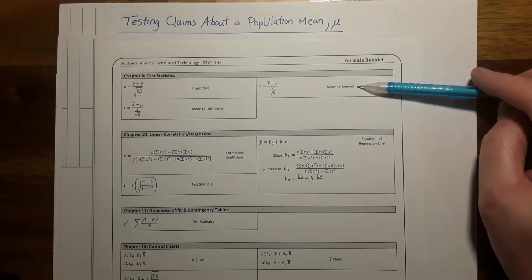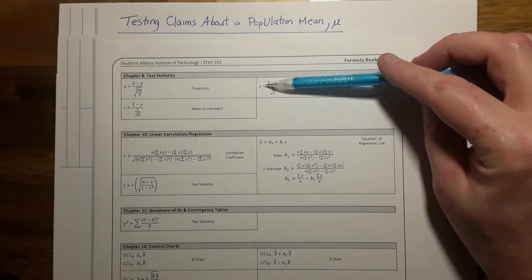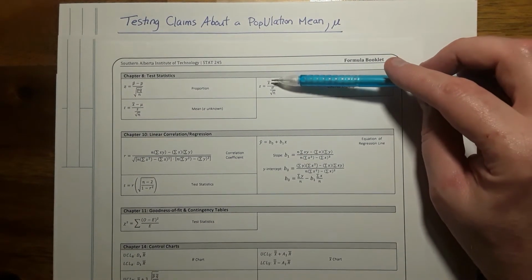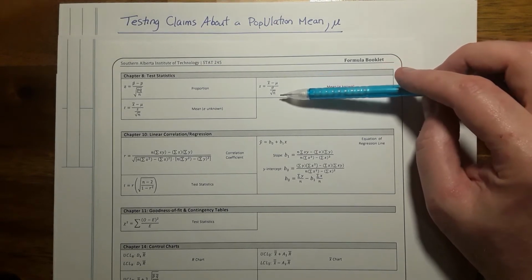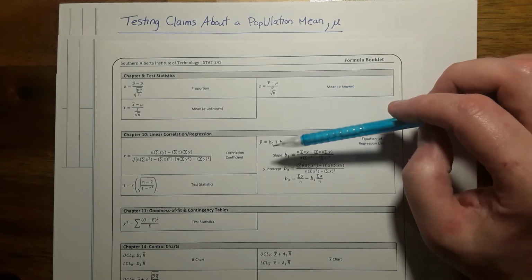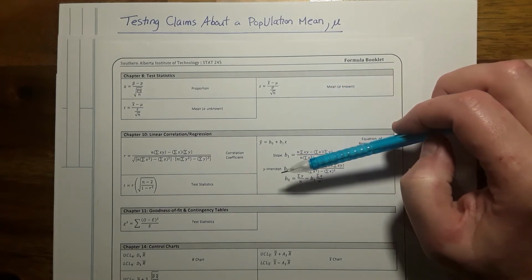If we know the standard deviation of the population, we end up using z-score as our test statistic, where you would take the mean of the sample minus the population claimed mean, but use the standard deviation of the population over square root of n. That comes from the central limit theorem.